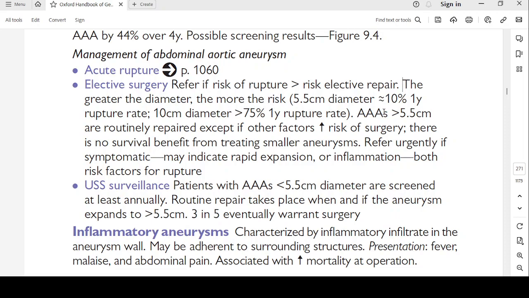Abdominal aortic aneurysms more than 5.5 centimeters are routinely repaired, except if factors of high risk of surgery are there, and there is no survival benefit from treating smaller aneurysms. Refer urgently if symptomatic, may indicate rapid expansion or inflammation, both risk factors for rupture.